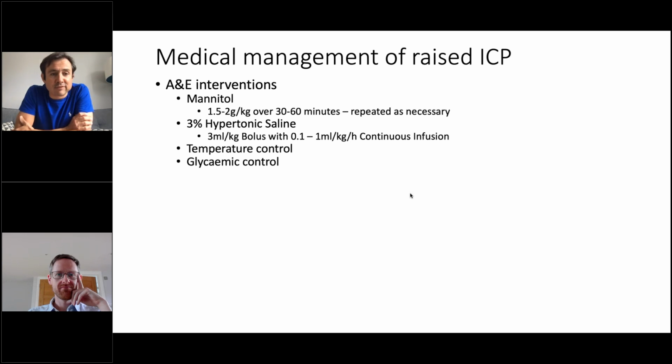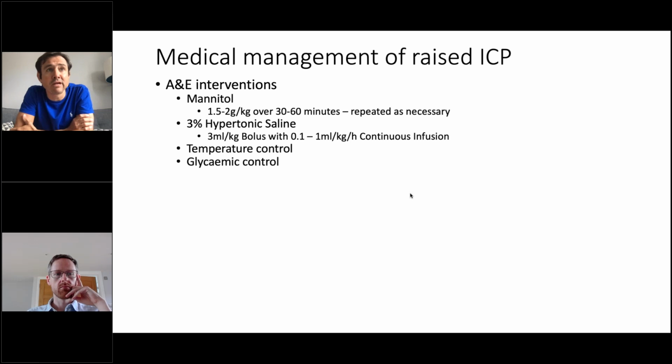But yes, I've sort of divided this up into A&E interventions. So I just got the doses from the BNF, but it's much easier in adults. You just say 200 mils of 20% is what I give for an adult. But in children, obviously, you have to titrate to their weight. So as I'm sure you would, check the BNF and get this right. But the other things that are vitally important that are often overlooked are temperature control and glycemic control.